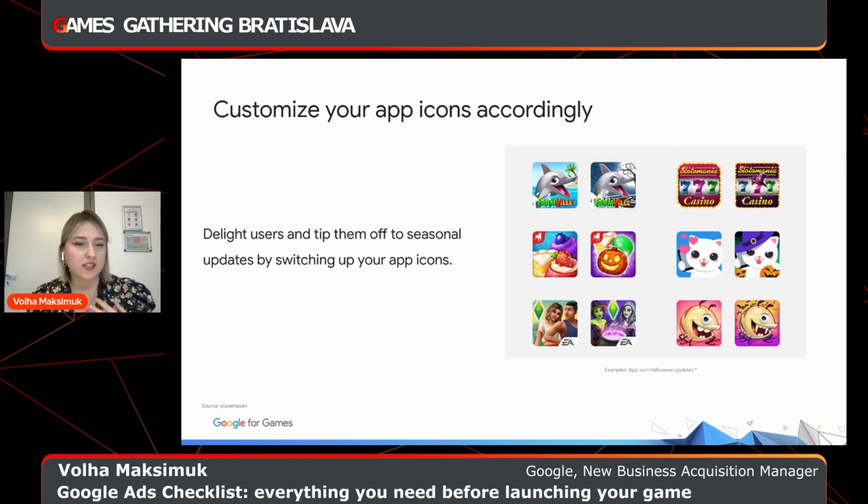So first of all, customize your app icons accordingly. Tip users off about the seasonal updates by just switching up the app icons. I personally absolutely love that. I am the person who goes into every game I have on my phone just to check if they have any New Year sale or if they have any type of New Year event. That is often very, very nicely done, and just, I don't know, personally makes me happy. From what we have seen, it definitely does show higher numbers in engagement because the users are coming back to see what is new there.